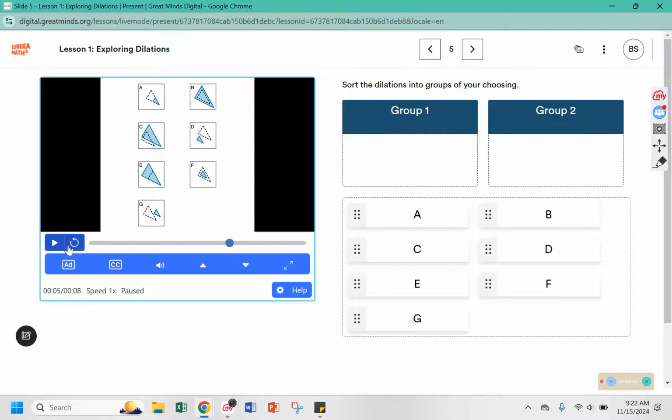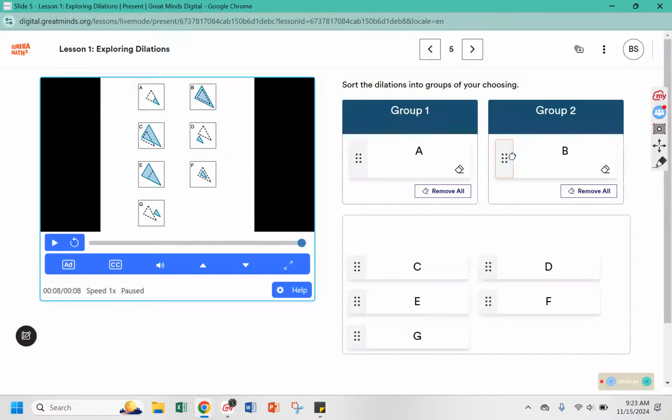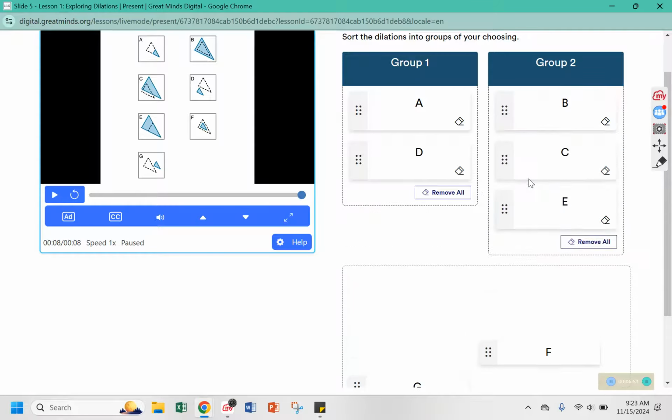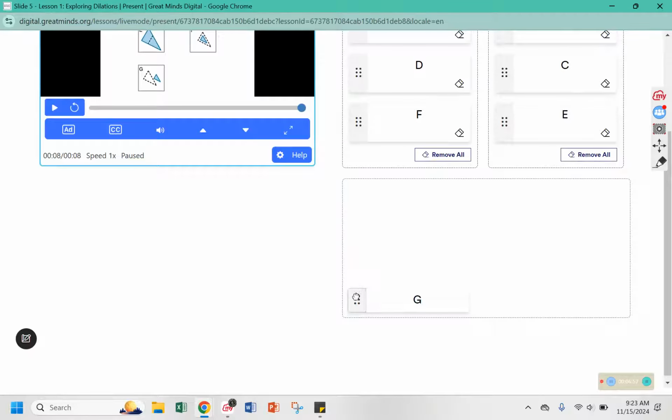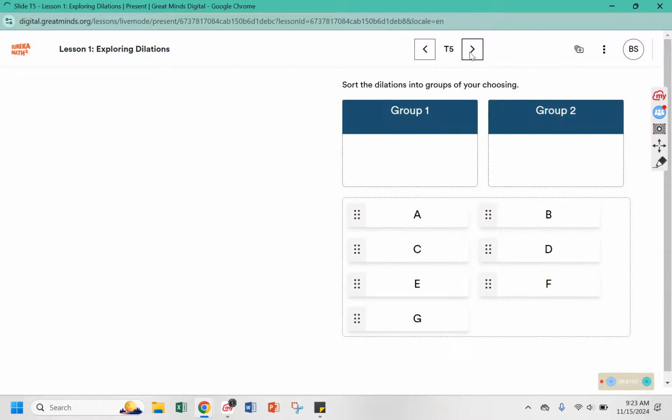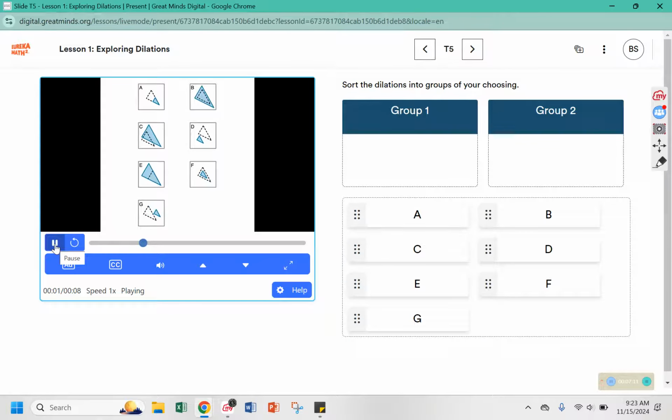So I see A was smaller, B was larger, C is larger, D is smaller, E is larger, F is smaller, and G is smaller. So I might sort them based on what's called an enlargement versus a reduction. Those are words we heard back in 7th grade. An enlargement makes it larger than the original, and a reduction would make it smaller than the original. So A is a reduction, B is an enlargement, C is also an enlargement, D was a reduction, E is an enlargement, F was a reduction, and G was a reduction. You can see that the blue is smaller than the original dashed triangle. Again, this is just for us to check our work with a whole group.